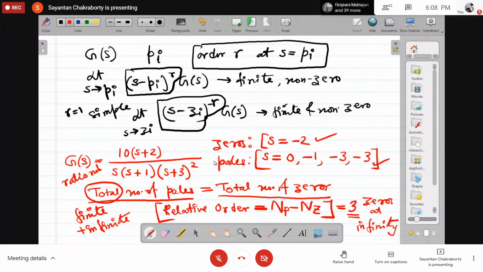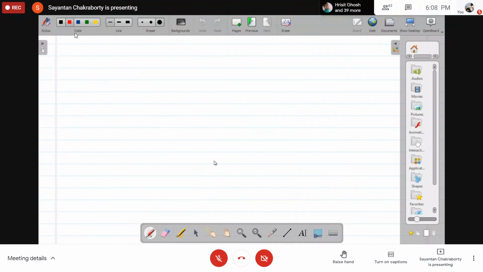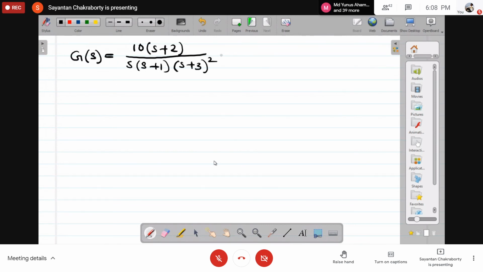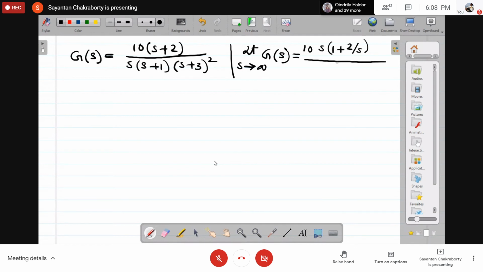Now you may argue, how can you tell that there will be 3 zeros at infinity? Let us prove that there will be 3 zeros at infinity. What we have is G(s). So what we'll do, we'll take the limit s tends to infinity of G(s). For that, I'll take out the s terms. Already there is one s. If you take this s out, 1 plus 1 by s. Take another s out, 1 plus 3 by s, whole square. So obviously there will be a limit. I forgot to take the limit.